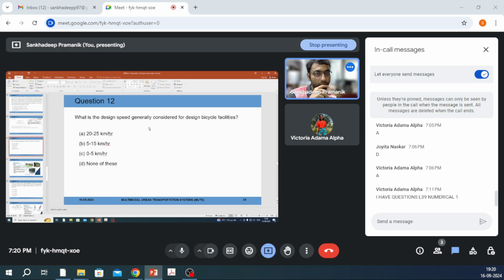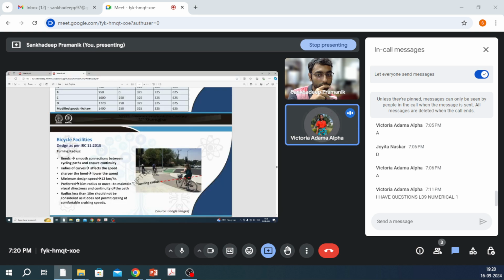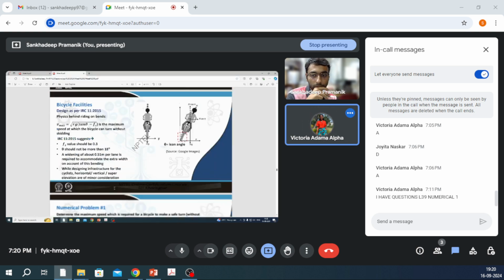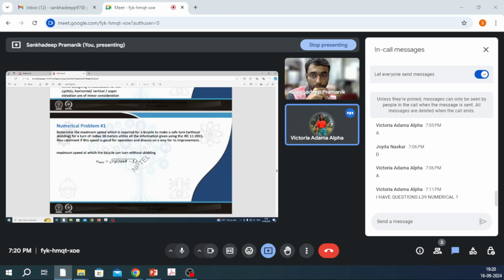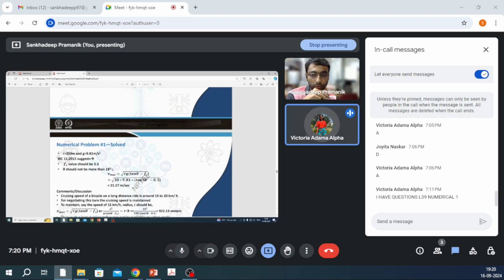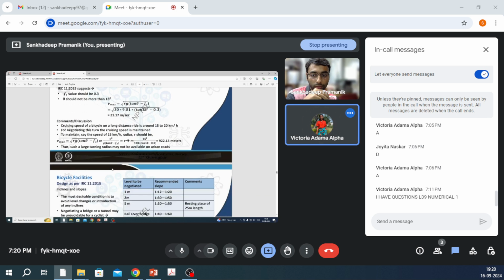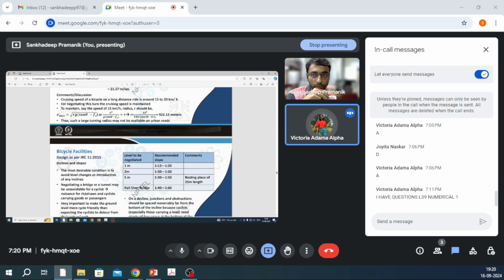In this one. No, no, not that. In this numerical problem that is in the notes, numerical one, the solution for the comment and discussion. For the comment, the first line.